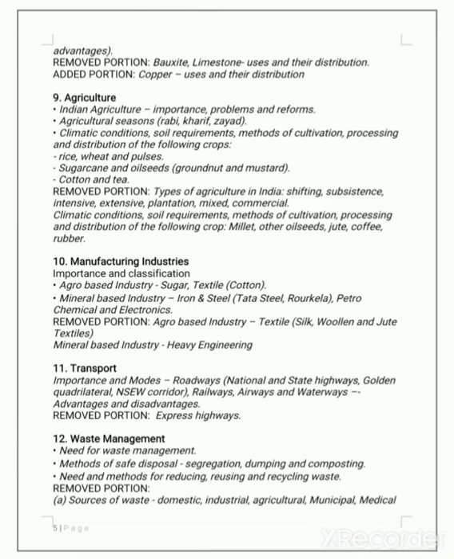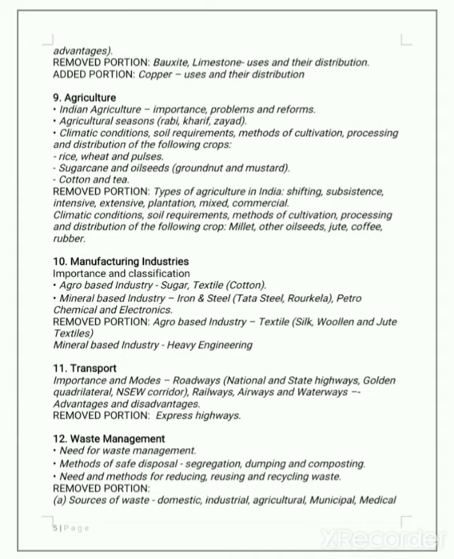The removed portions from here are types of agriculture in India and the climatic conditions, soil requirements, methods of cultivation, processing and distribution of the crops such as millet, other oilseeds, jute, coffee and rubber.